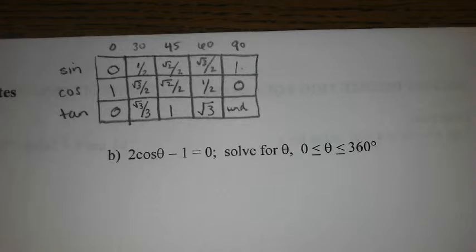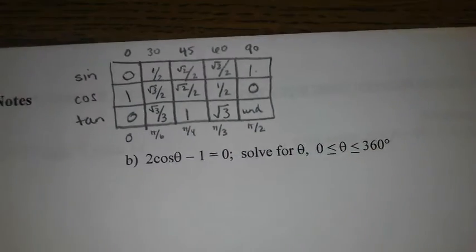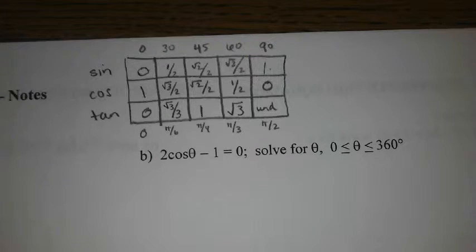So we're going to need that, and I did it in degrees on the top. I'm just going to put the radian equivalent on the bottom, so there's 0, pi over 6, pi over 4, pi over 3, and pi over 2, in case they want the answer in radians rather than degrees. Okie doke. All right, so we're going to reference that table a lot.